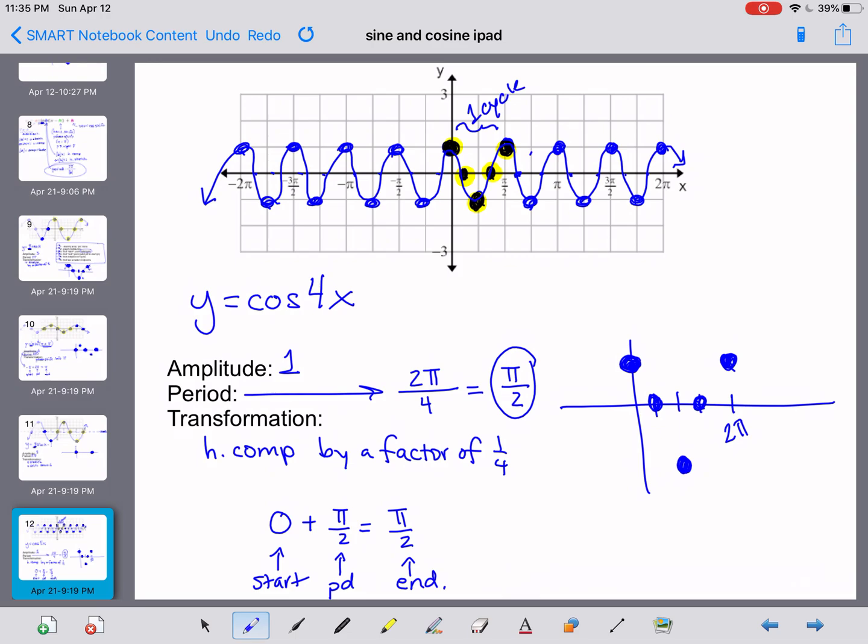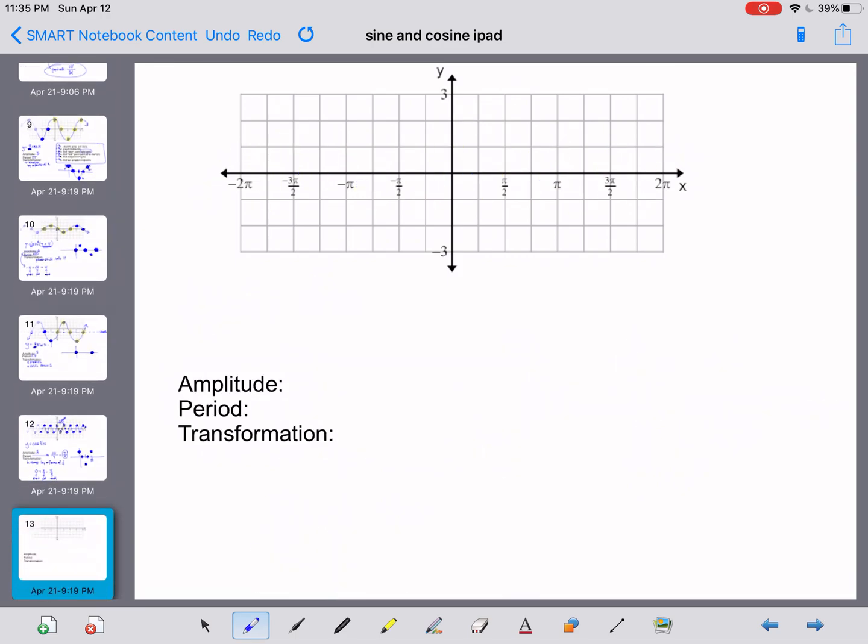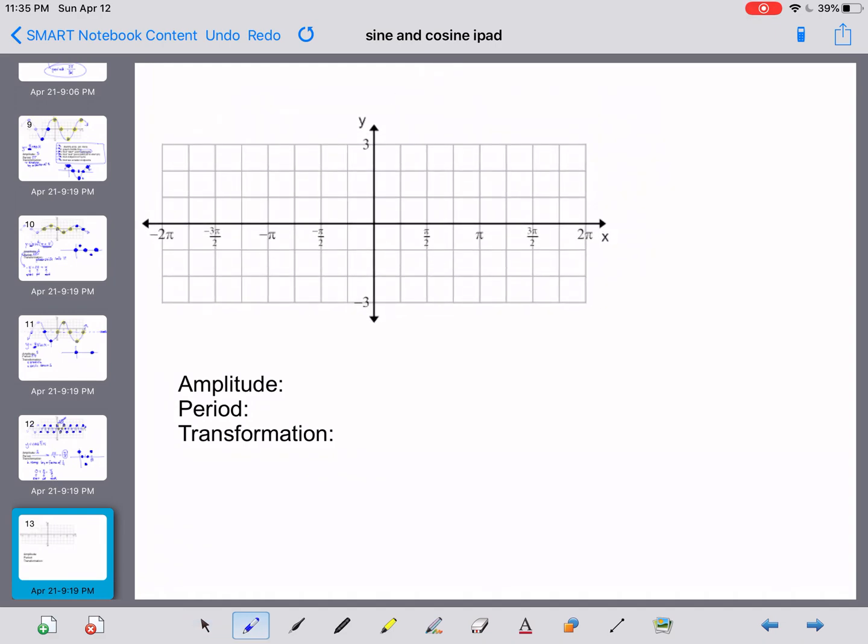All right, so I'm going to do one extra example. You really can stop the video here if you want to. And actually, I should have been using larger graph paper for this example. So my mistake. Okay, so this example, we're going to do 3 sine of 1/2 x.